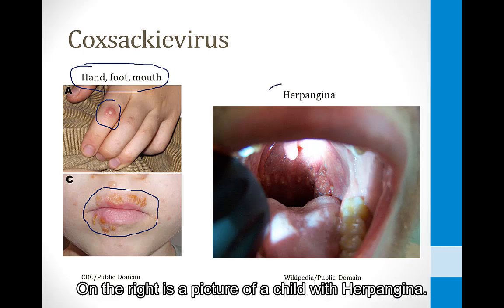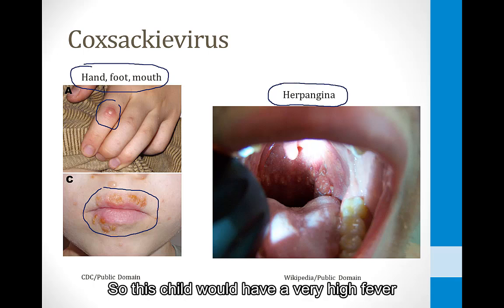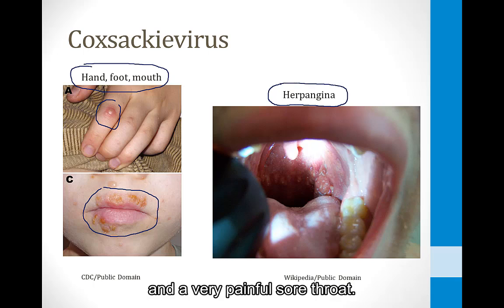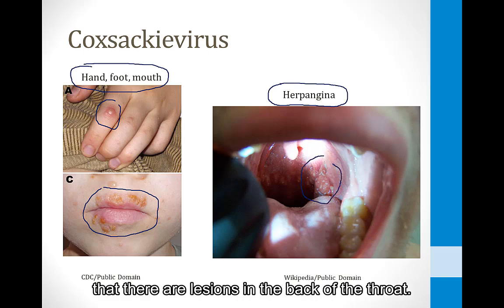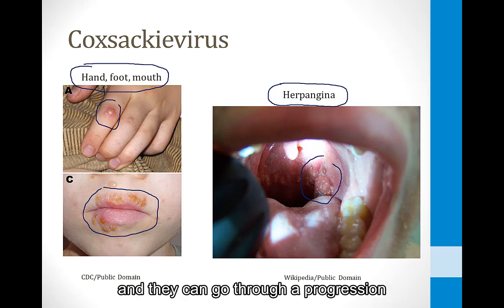On the right is a picture of a child with herp angina. So this child would have a very high fever and a very painful sore throat. And you can see inside the throat that there are lesions in the back of the throat. These can be macules, papules, or vesicles, and they can go through a progression as the child works through the disease.